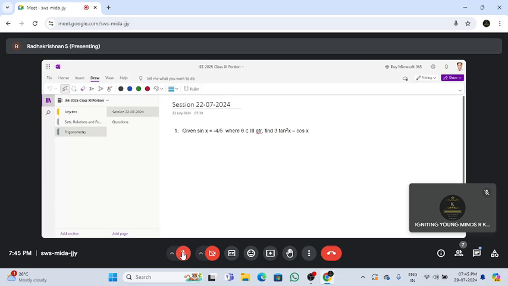Okay, so I will go on to trigonometry now. Okay, so in the problem, I think this is one of the easier problems. So sin x equal to minus 4 by 5. Okay, when theta is in the third quarter, find 3 tan square x minus cos x. Can somebody try this, do this, or tell me how to do? That is enough. How you will approach.